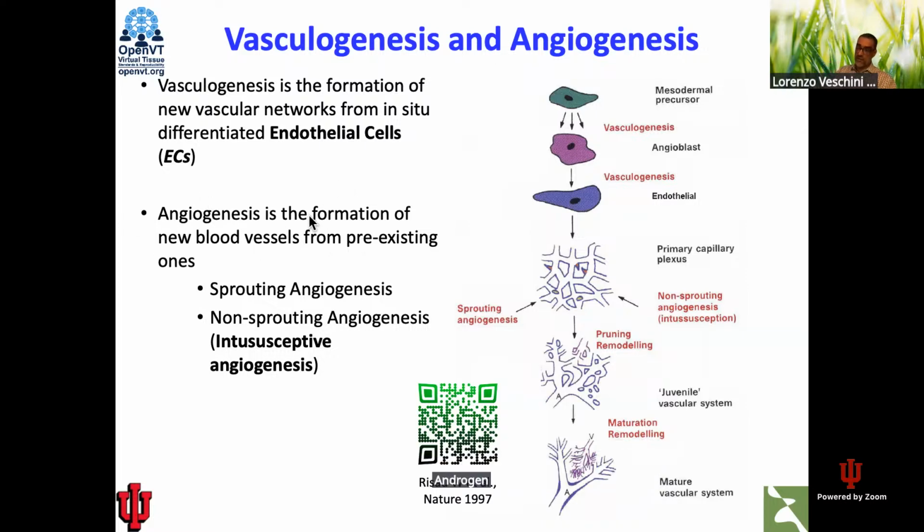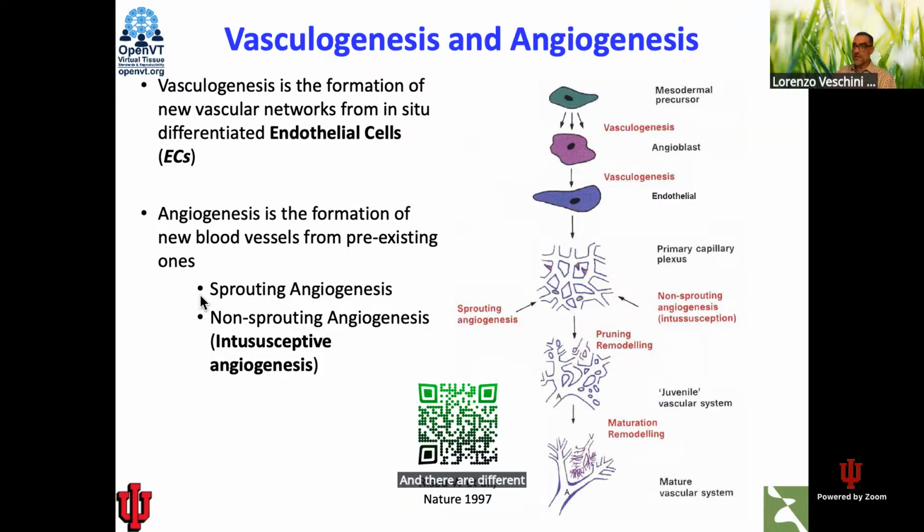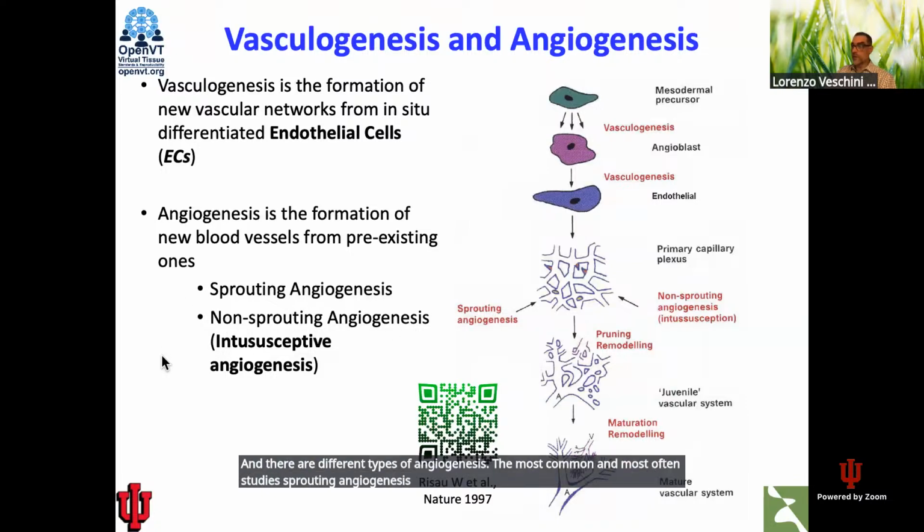Angiogenesis, which is the prevalent form that happens in adult life, is the formation of new vessels from pre-existing ones. So the capillary network is constantly reformed, together with tissue, which regenerates and repairs, or even just in homeostasis, they renew. And there are different types of angiogenesis. The most common and most often studied is sprouting angiogenesis, and non-sprouting angiogenesis as well, like intussusceptive angiogenesis and other kinds of angiogenesis.